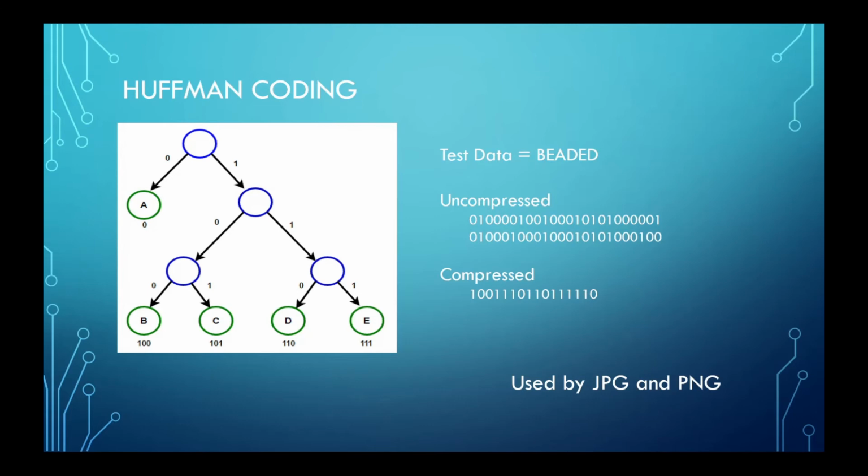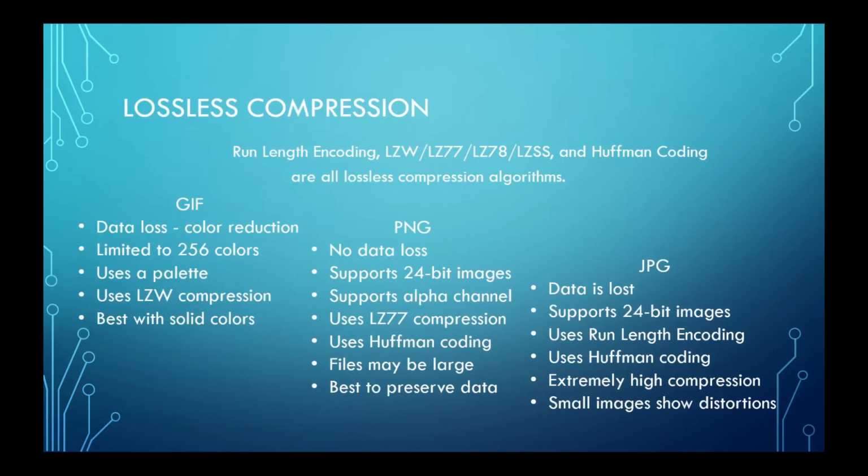This algorithm is used by JPEG and PNG files. These are all lossless compression algorithms. By understanding how pixels are stored and the associated compression techniques, we can select the best file format to conserve space. GIF files, they lose data from reduction of color depth. They're limited to 256 colors, and they use palettes. With LZW compression, they work best with solid colors.